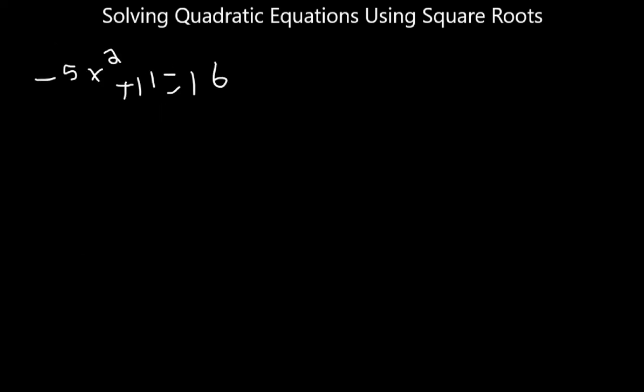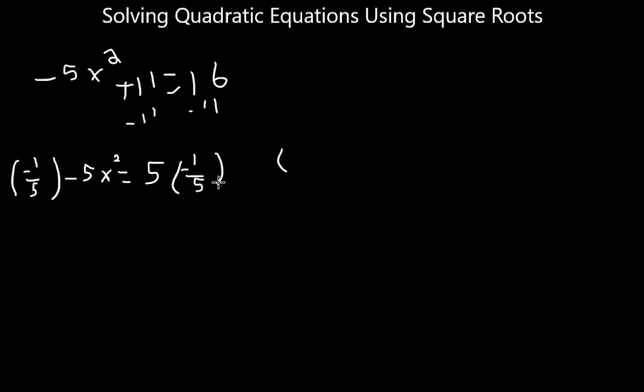Now let's take a look at negative 5x squared plus 11 equals 16. First thing I'm going to do is subtract 11 from both sides to get negative 5x squared is equal to 5. Now I want to get x squared by itself, which is the term that is squared. So I'm going to multiply both sides by negative 1/5, which is the reciprocal of negative 5, which will give me x squared is equal to negative 1. And I want to make sure that the term that's squared is positive.